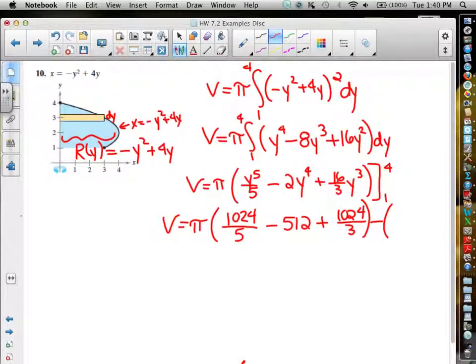Our lower bound is 1 this time, though, so I got to plug this value in. So I'm going to plug 1 into each of those, so this one's not so bad. 1/5 minus 2 plus 16/3. All right, with your calculator, plug this all in here. What did you get? Let's do an exact value for this, and then we'll put the pi with the answer. 154 over 5.